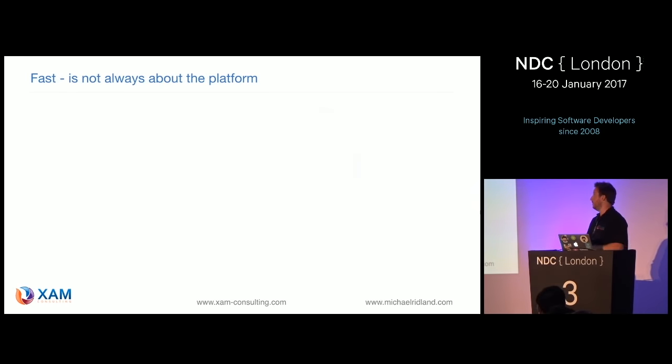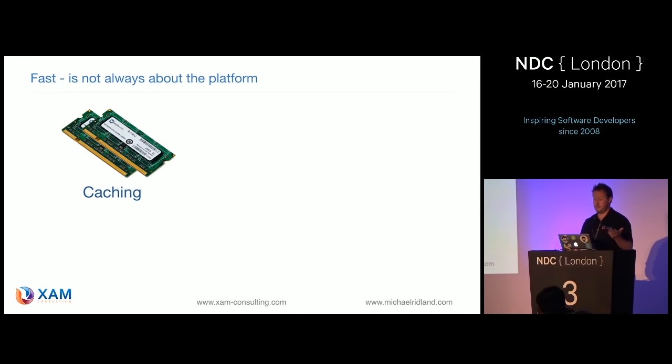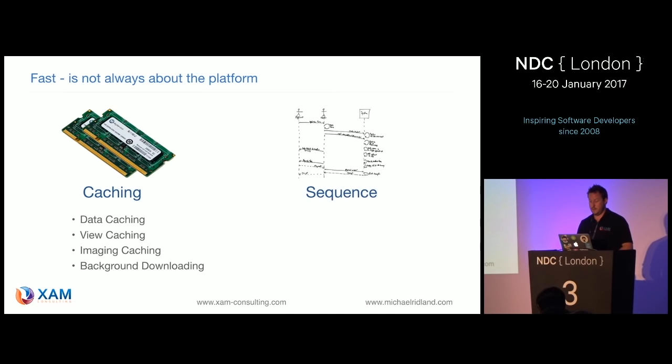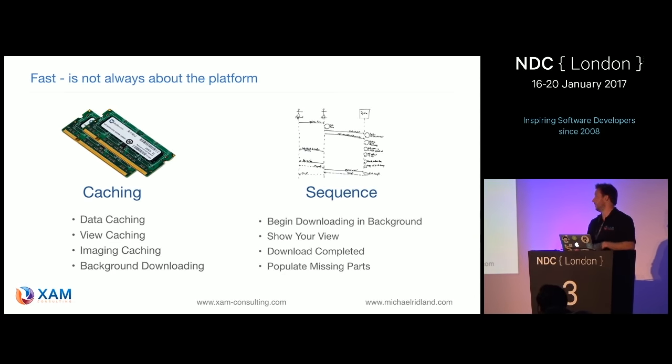And fast is not always about the platform. In your application, there are lots of different things you can do for caching: data caching, view caching, image caching, and background downloading. Also the sequence. I've seen some applications where people start downloading things, wait for that download to finish, then create all their views, and then try to display them. Really you could start the download in the background, push your views while it's downloading, show your view, and when the download is completed, populate the missing parts of the view. You've already loaded the view, so you're just updating various areas of the application.